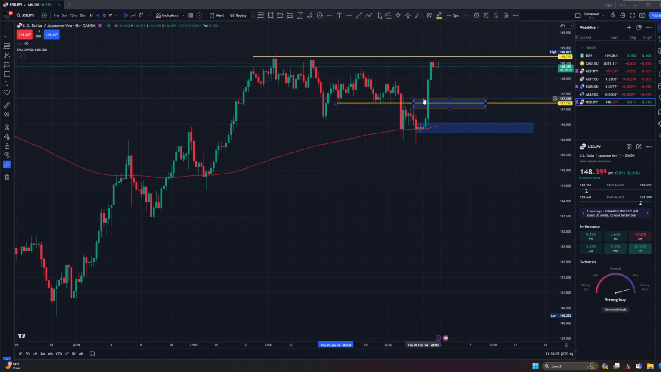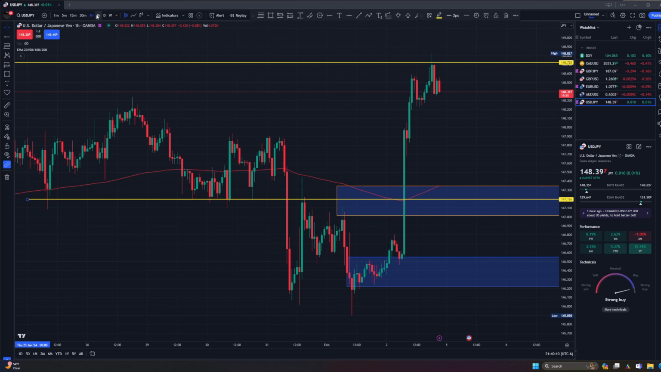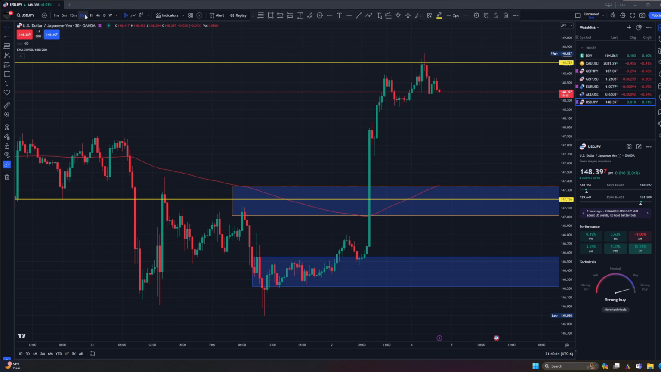So if it comes down to retracing this area, which I call the golden zone, and continues up and breaks above this resistance, I'll continue to look for buys. So I'm strong with buys on UJ. It's just really positioning itself for buys. It doesn't necessarily have to go deep into the trend. It could actually just tap and stay above that support area as long as it continues up.